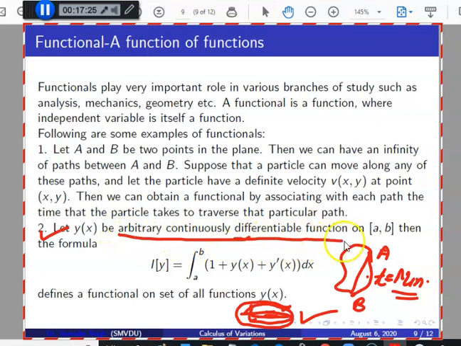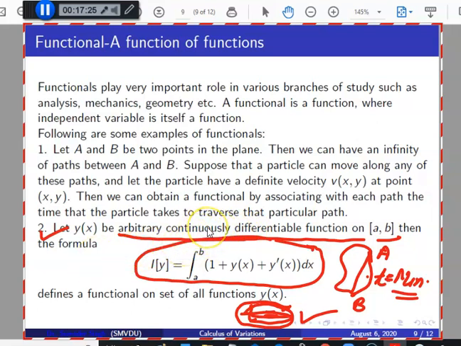Arbitrary continuously differentiable function on interval AB, then this kind of formula. There can be any formula depending on the problem. Depending on the mathematical problem, it arises in various branches of study. It can be in physics, it can be in chemistry, it can be in geometry, and anywhere where we desire the optimization of functions.